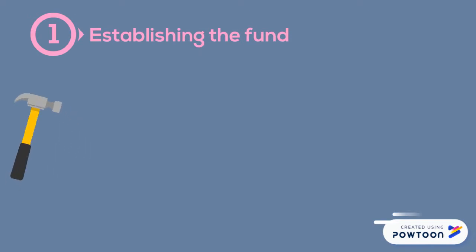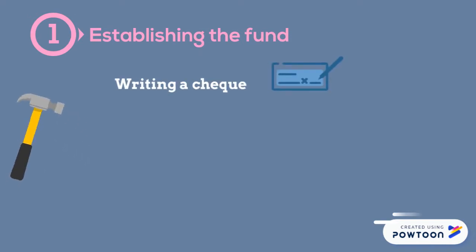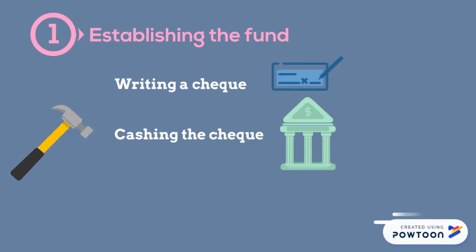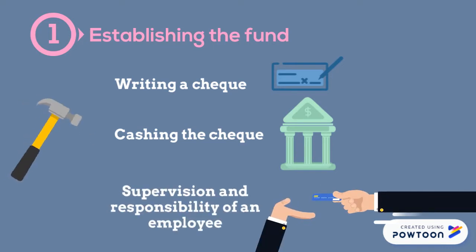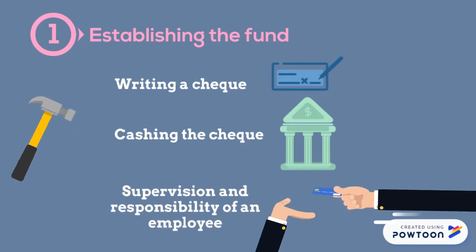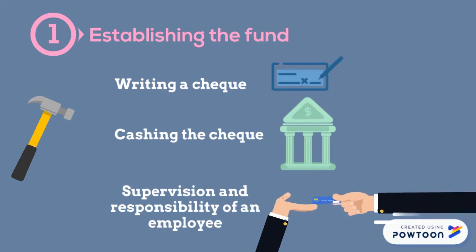Establishing the fund. The petty cash fund is established by writing a check for the amount of the fund, cashing the check, and placing the cash under the supervision and responsibility of a selected employee, after which a journal entry is made to record the establishment of the fund.